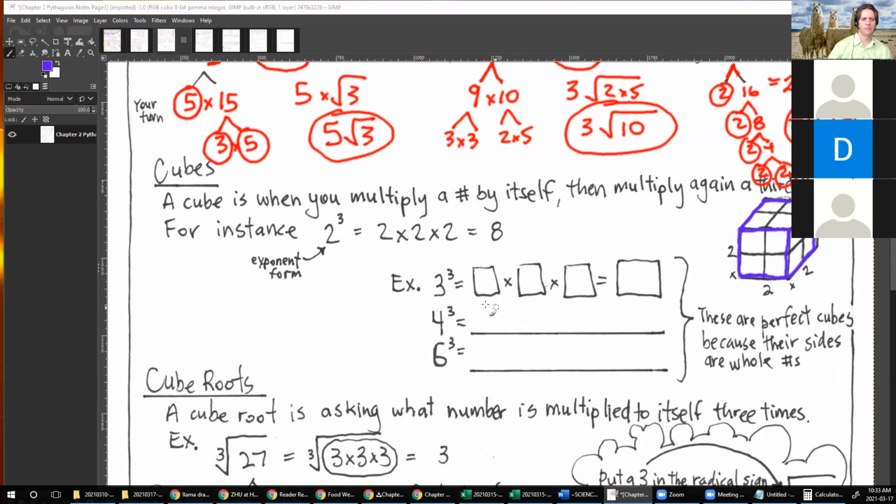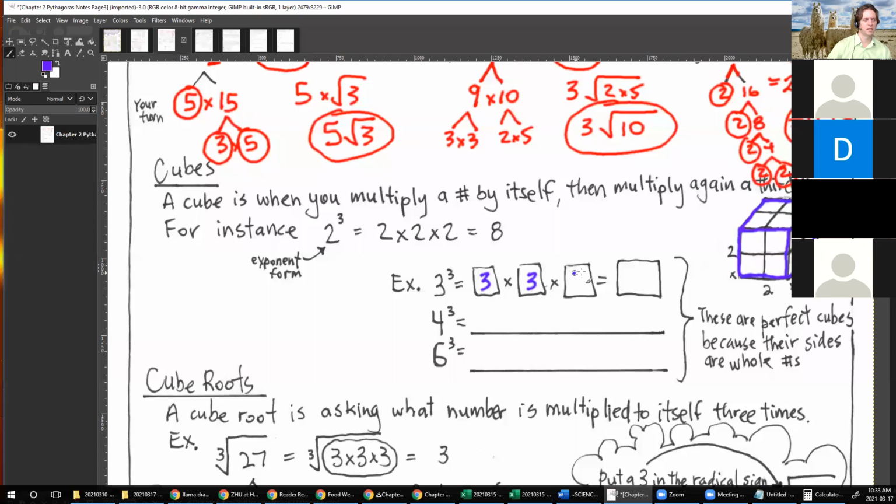Perfect. All right, so let's do 3 cubed, or 3 to the power of 3. 3 cubed means it's going to be 3 times 3 times 3 a third time. 1, 2, 3 times. Perfect. And 3 times 3 is 9, times 3 is 27.